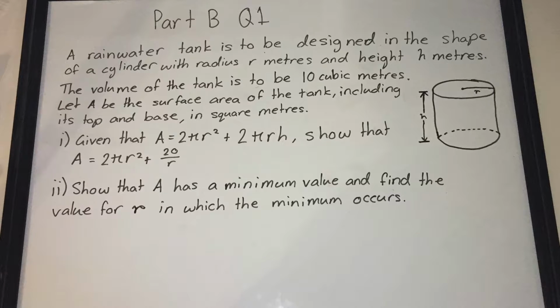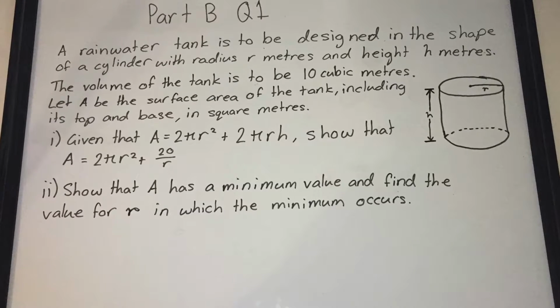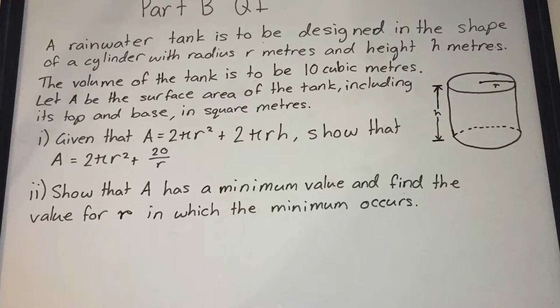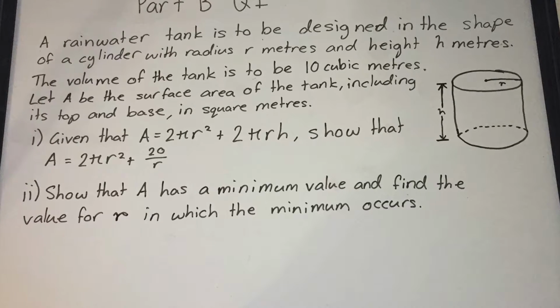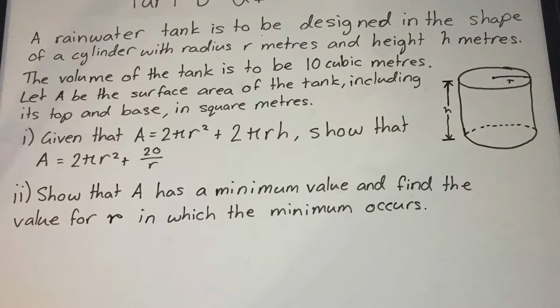For part B, I chose question 1. A rainwater tank is to be designed in the shape of a cylinder with radius r meters and height h meters. The volume of the tank is to be 10 cubic meters. Let A be the surface area of the tank, including its top and base, in square meters.